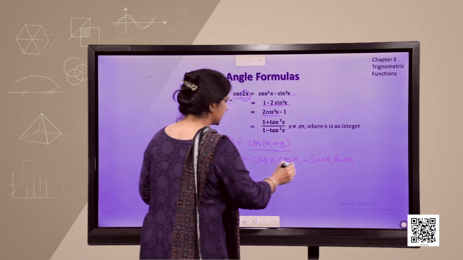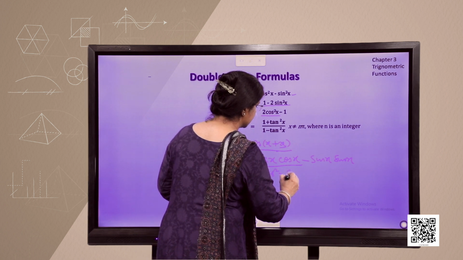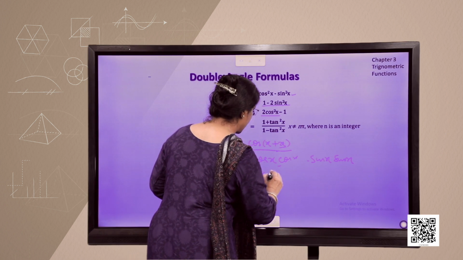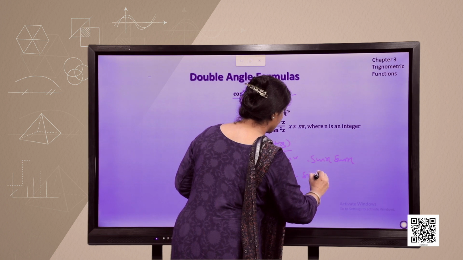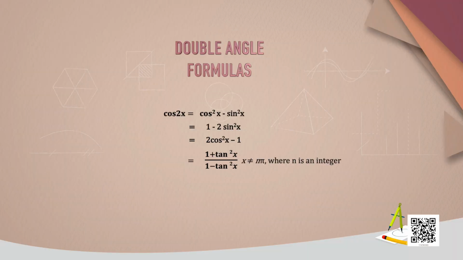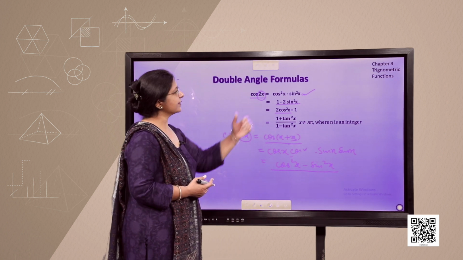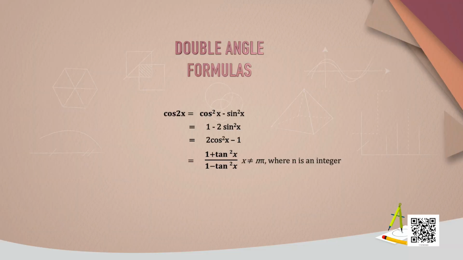And this makes it cos square x minus sin square x, which is proved. Our first identity is proved now. With the help of this identity only, we can prove the next one.